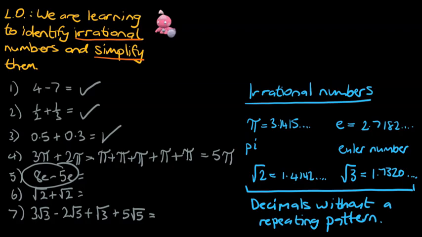Same thing here with e. So we've got 8e minus 5e. So 8 minus 5 is 3. But because we're dealing with the irrational number e, it's going to be 3e. Same with root 2. We've got root 2 plus root 2. So we're going to have 2 lots of root 2.